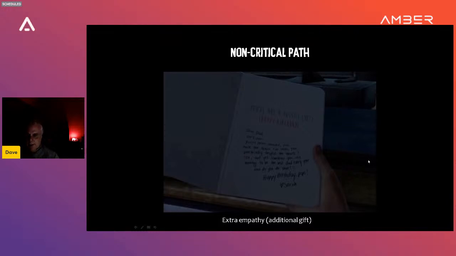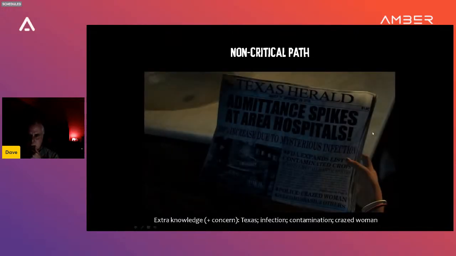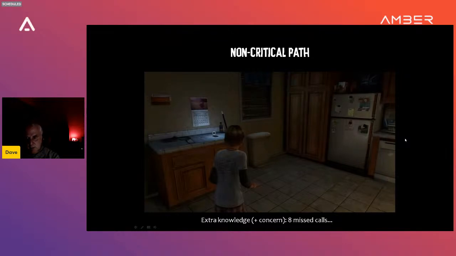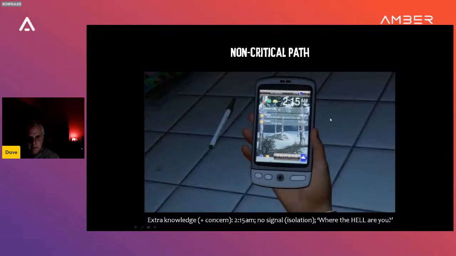Oh, that's going to add a little bit of empathy and show more compassion from her. You can go into the bathroom, you can get some more knowledge. Texas, got a date there. More concern, intermittent spikes at hospitals. Mysterious infection, contaminated crops, crazed woman killed husband. So these are all adding to the things that we've already started doing. We've got the 8 missed calls on the phone there. More knowledge, 2:15 a.m. No signal, that's isolation.